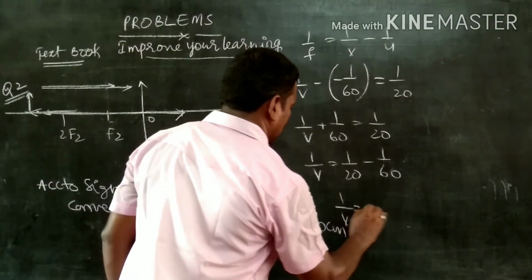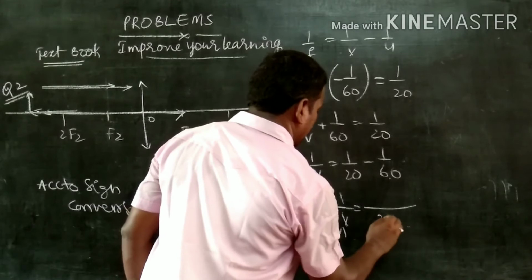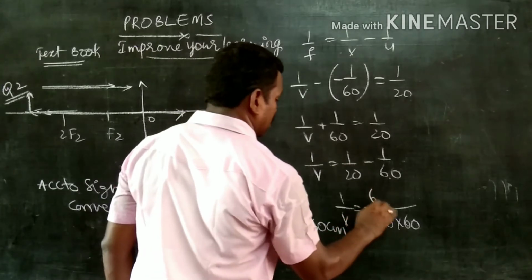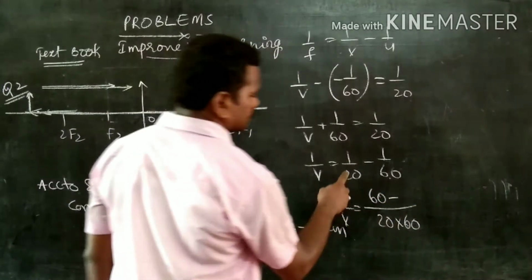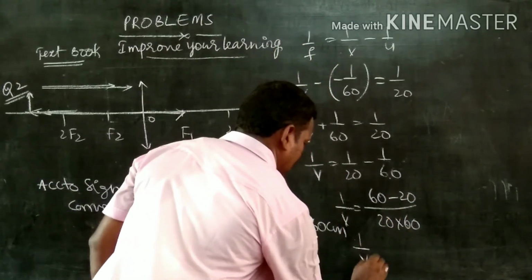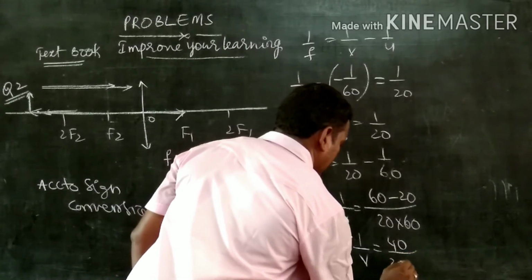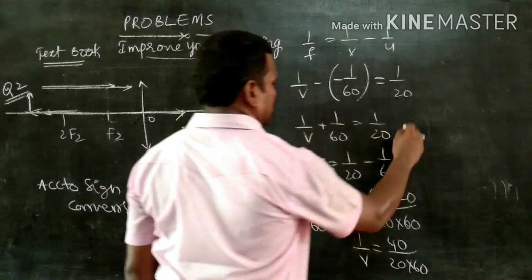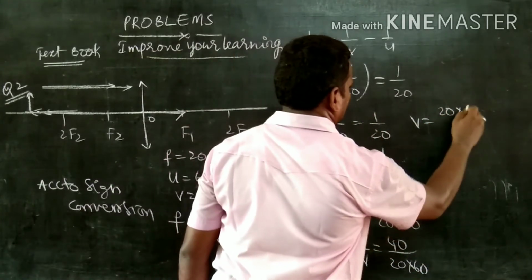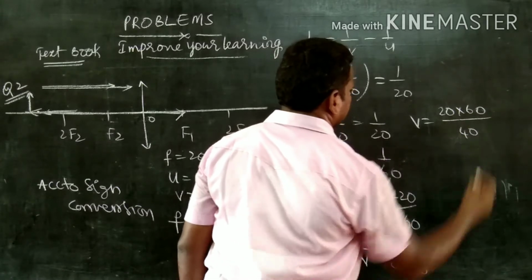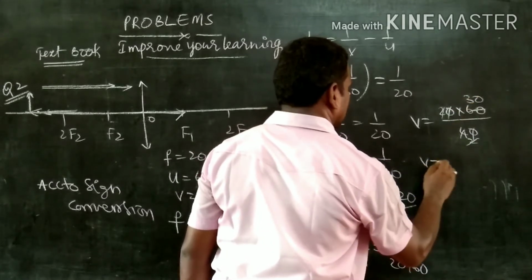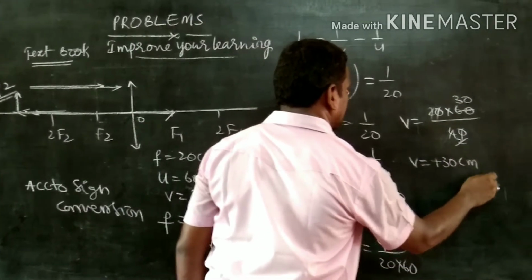Now 1/v is equal to, the LCM becomes 20 into 60. 20 once 20 cancel. What is left? 60. Minus 60 cancel, we get 20. Now we get 1/v = 40/(20 × 60). That implies v = 20 × 60 / 40, by reciprocating both sides. 0, 0, 2 ones are 2, 2 twos are 4, 2 threes are 6, so v is equal to plus 30 centimeters.